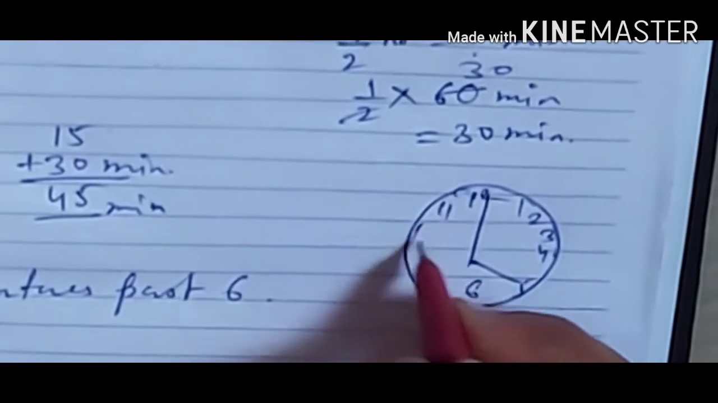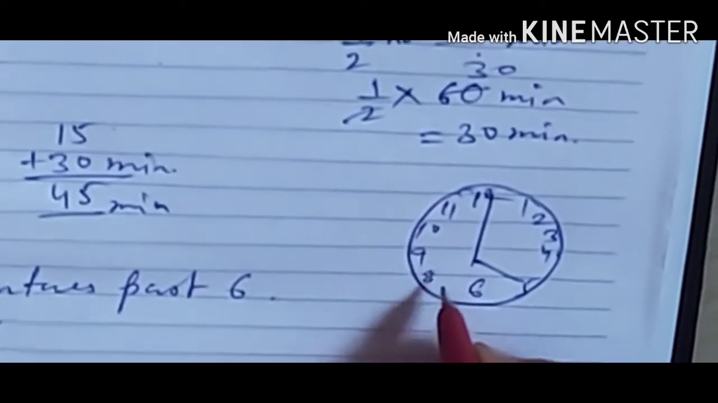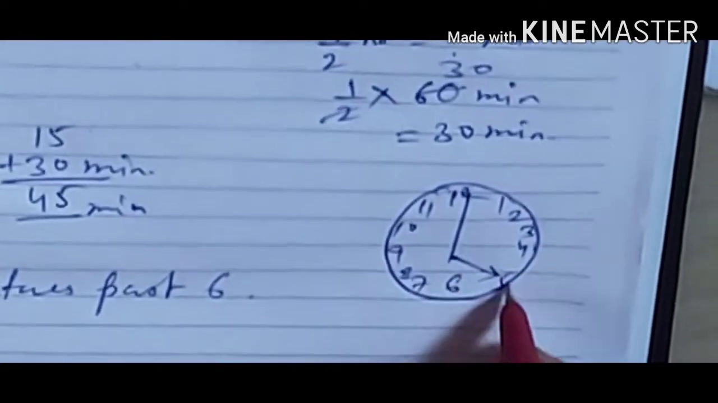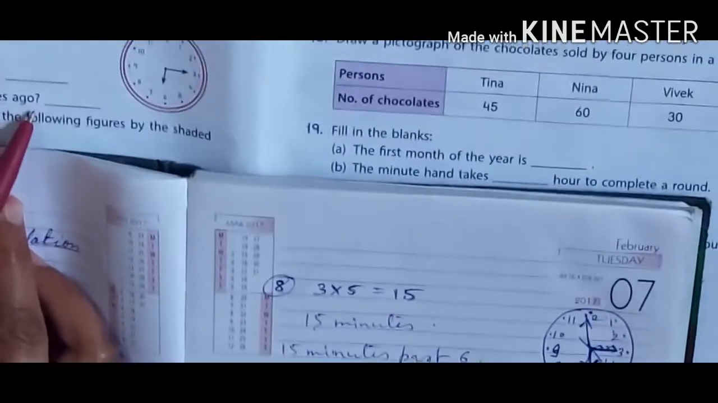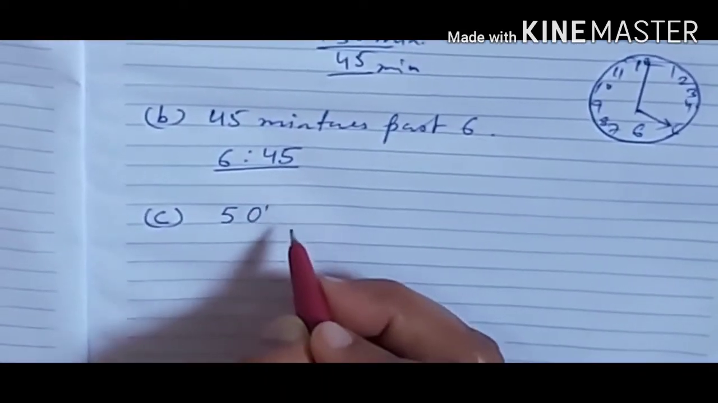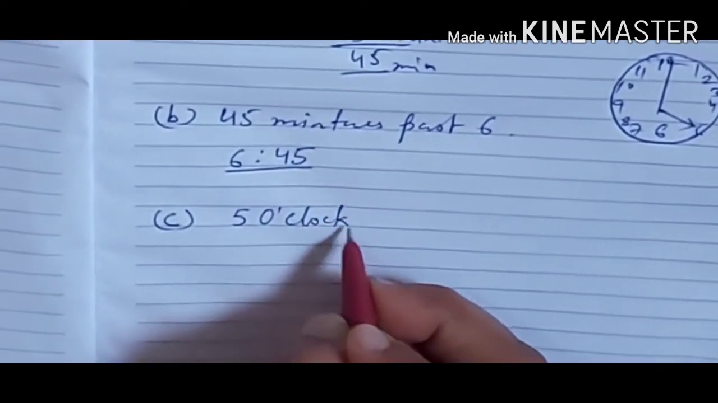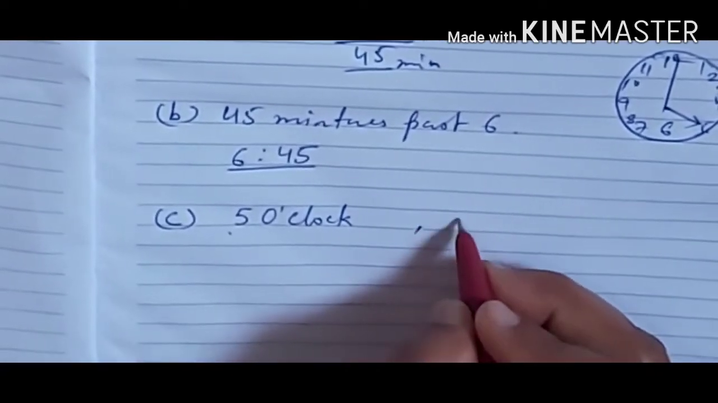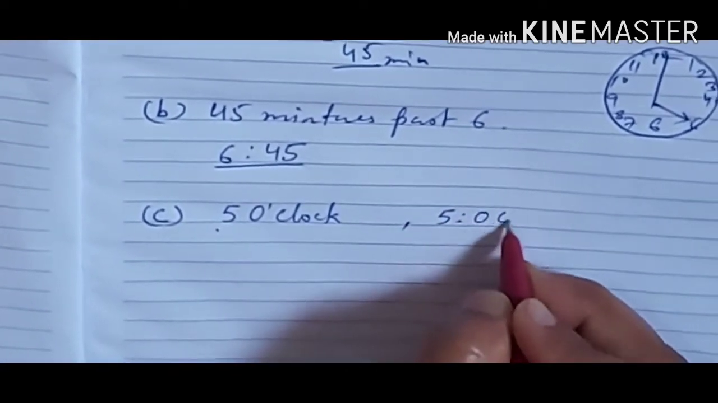Something like this your clock shows. So what time was it 1 hour and 15 minutes ago? It was 5 o'clock. We must write this like this also, 5.